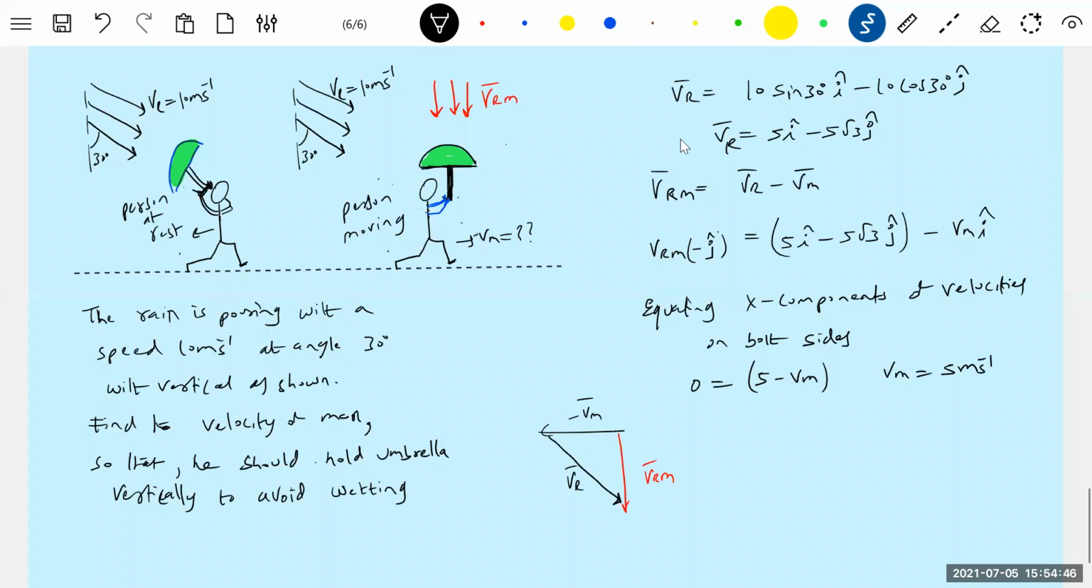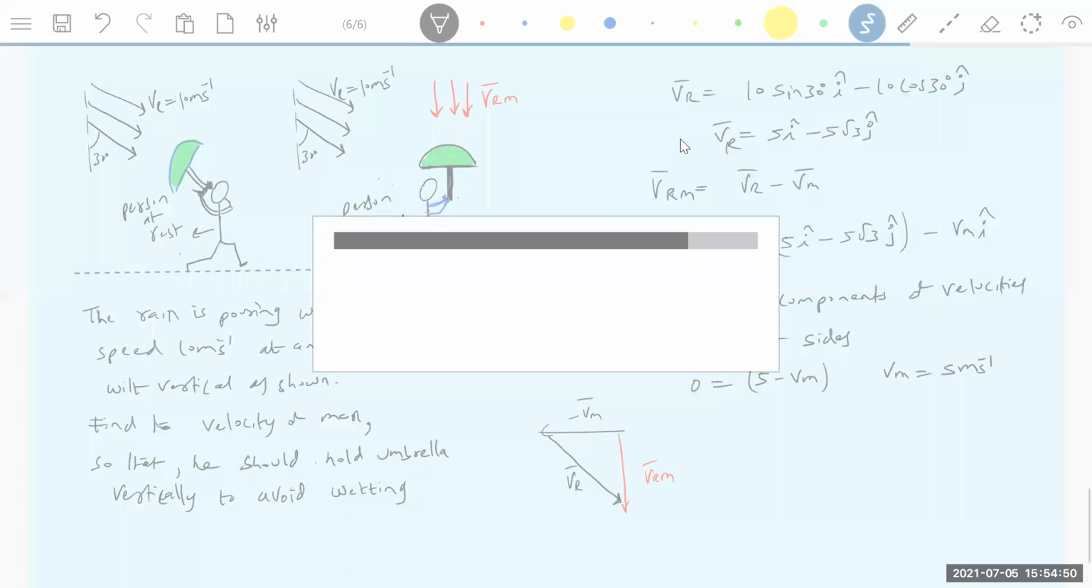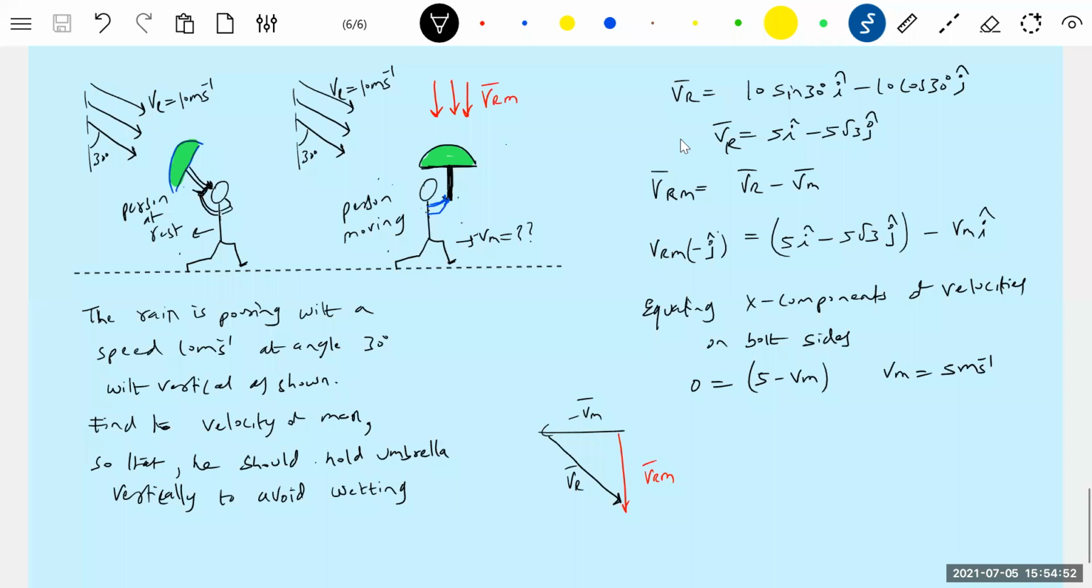Any doubts you can clarify? We'll go for paper discussion. Sir, because VRM bar is vertical, so its x component is 0, sir. Yeah. Okay, sir.